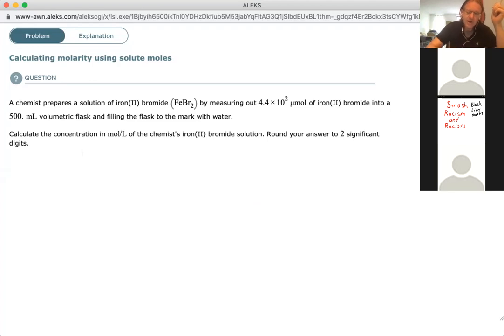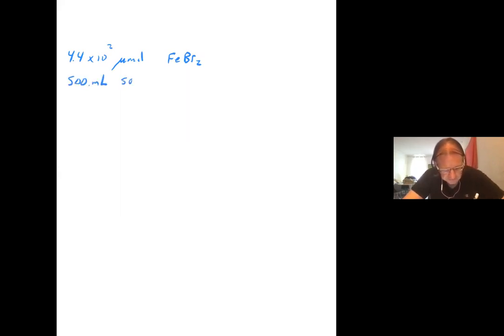So let's go over this one. Just show one more. Okay. So you've got 4.4 times 10 to the 2 micromoles. And that's the amount of iron bromide that you're putting in there. So it's dissolved in the water, and then you've got 500 mil. Now notice the 500 is the volume of the solution.